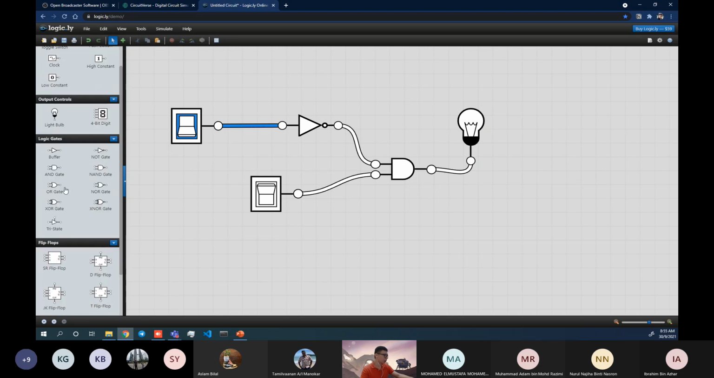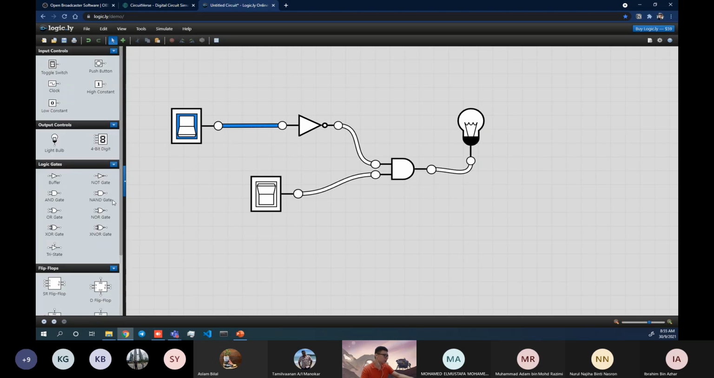Right, so you also have other elements. You have other gates. I believe that you're familiar with most of the gates over here: NOT gate, AND gate, NAND gate, OR gate, NOR, XOR, XNOR. There are other forms of gates that we will not cover in the class also.